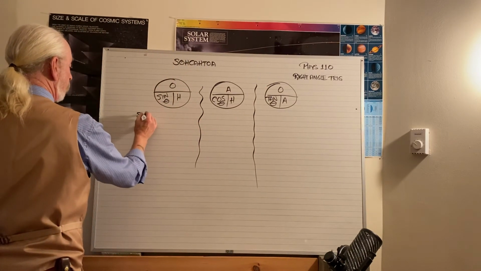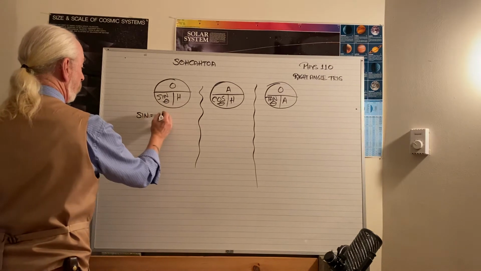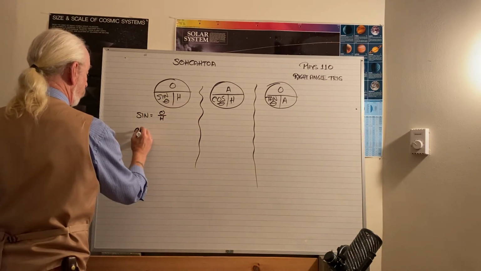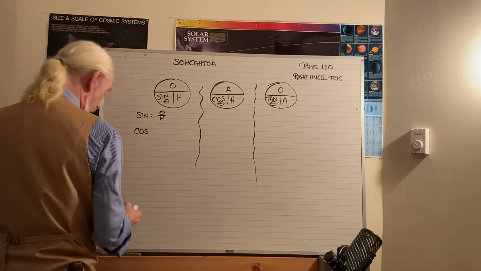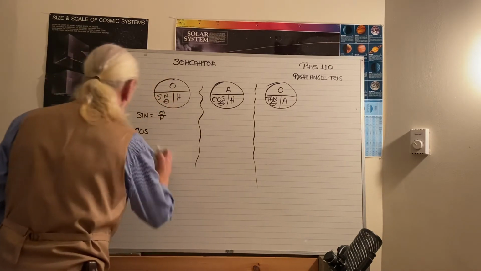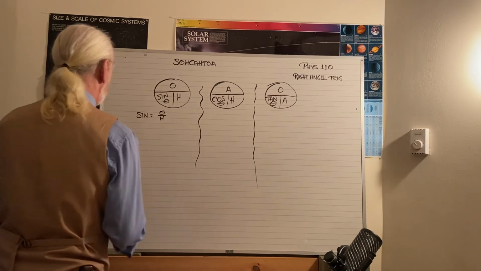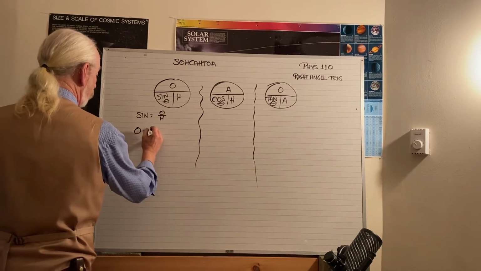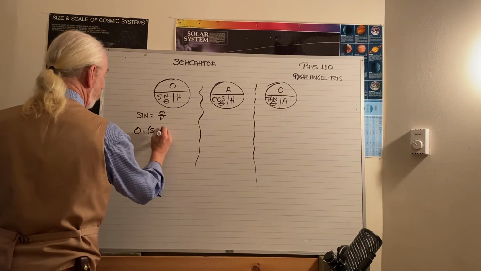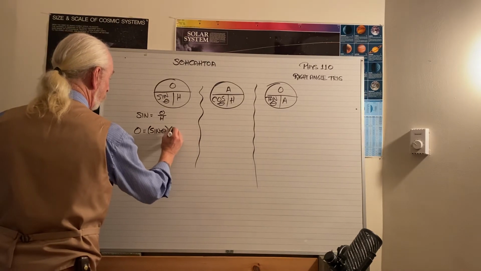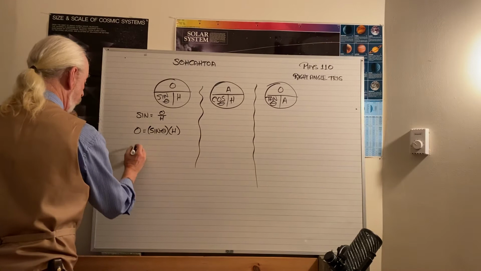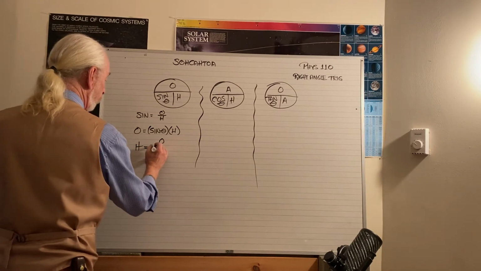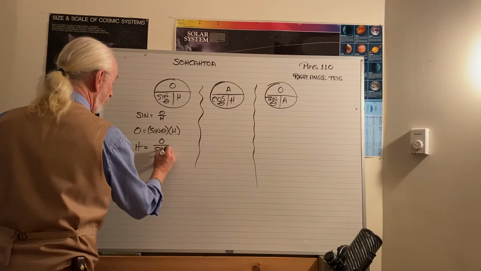Sine equals opposite over hypotenuse. Cosine. Oh, I'm jumping ahead of myself. Opposite equals sine of theta times the hypotenuse. Hypotenuse equals opposite over the sine of theta.